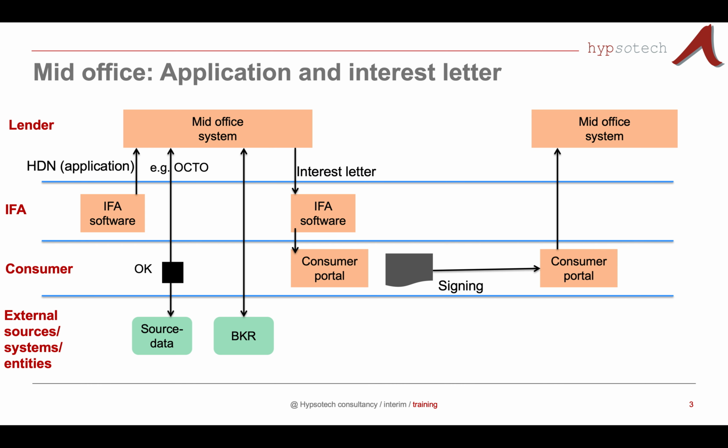If the application is okay and it complies to all the conditions for the mortgage, then the mid-office system creates what we call an interest letter. And an interest letter is not an offer, but an interest letter is like a guarantee for a certain interest rate. So the letter says, dear customer, if in the future all the data can be checked, we offer you this interest for your new mortgage.